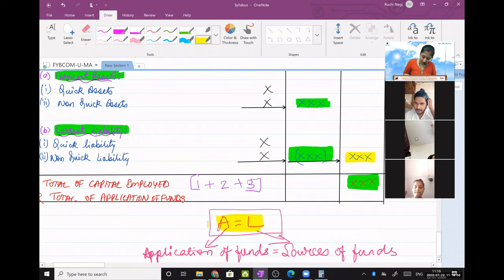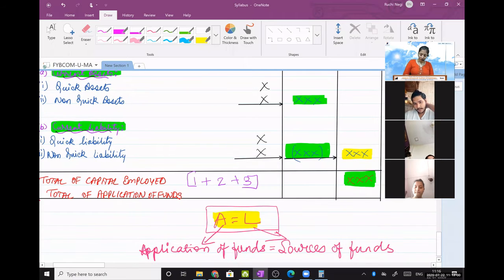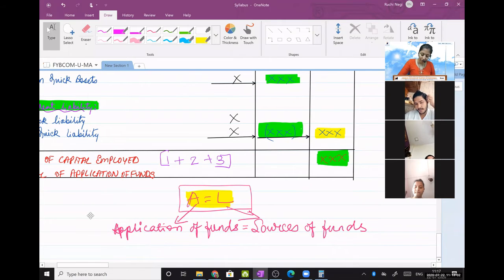Note all these things down. Is it clear till here? Acknowledge it in the chat box. I'm again and again saying this is very important for sum solving. Even the next chapter, which I will be doing, ratios, is also based on the first chapter. So the first chapter has to be very clear to you.